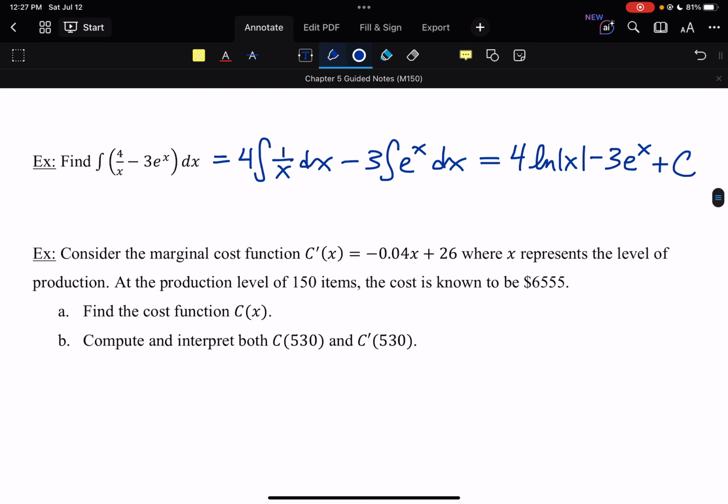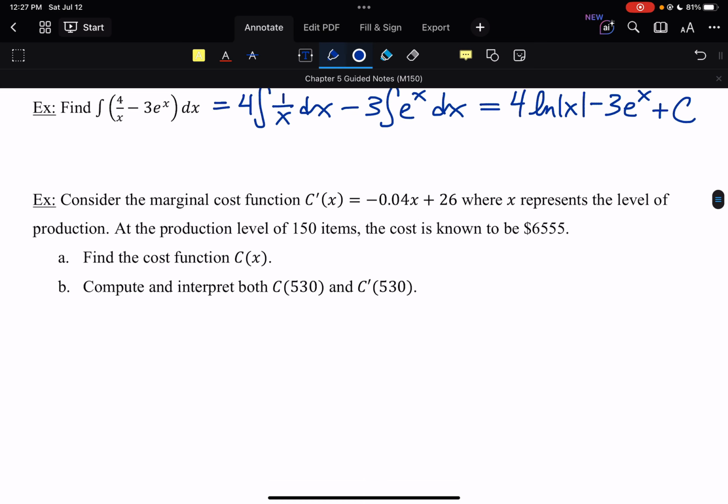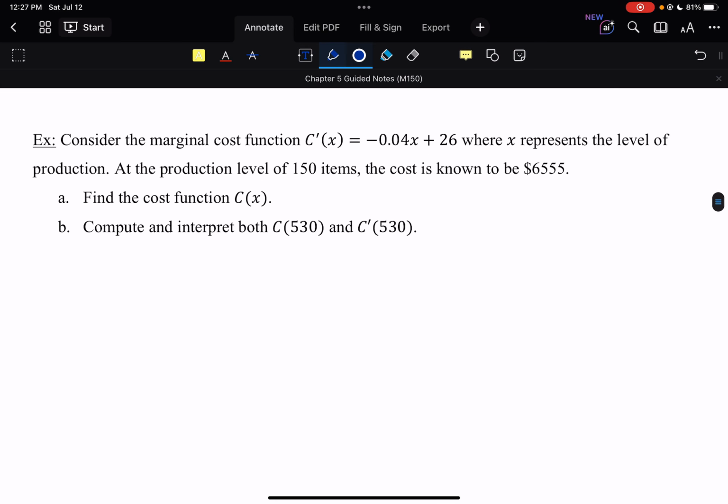All right. Now we're going to take a look at one more example, and throw in a modeling problem here, so a little bit of application. Consider the marginal cost function, c prime of x, is negative 0.04x plus 26, where x represents the level of production. At the production level of 150 items, the cost is known to be $6,555. Find the cost function, and then compute and interpret c of 530 and c prime of 530.